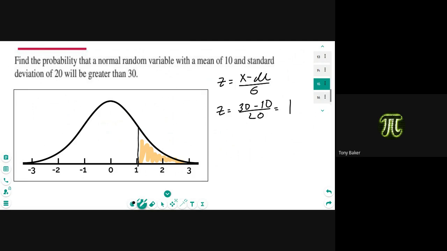So my Z is 1, and I want greater than it. This is greater than 30. So 30 minus 10 is 20. 20 divided by 20 is 1. And since it says greater, I want the greater side. So which number am I getting? 0.8413.